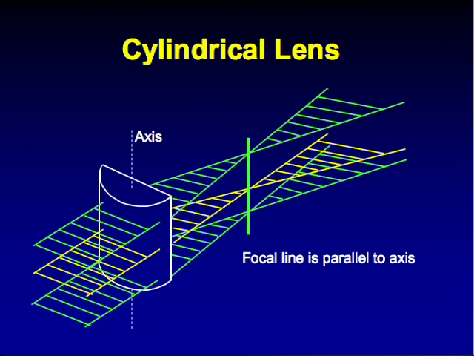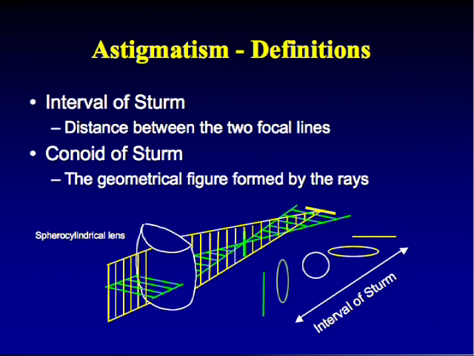Now, what happens if we want to add a little bit of power to the vertical part of this lens as well? Then we have a spherocylindrical lens, which I show here. Now we have the one focal line from the horizontal power, but now the vertical curvature also gives us a second focal line over here. That distance between those two focal lines, the vertical and horizontal focal line, is the interval of Sturm. And the geometric figure that's formed by the rays of light as they go from one to the other is called the conoid of Sturm.